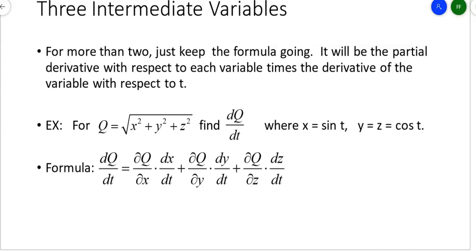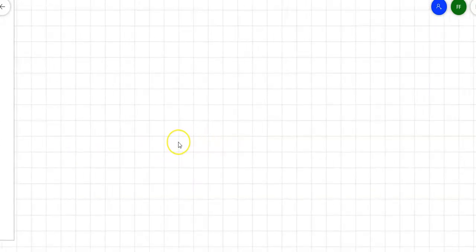So I've got this function here, and I'd like to work through the whole chain rule to see what I get. So q is the square root of x squared plus y squared plus z squared. I want to find the derivative of that, where x is the sine of t, and y and z are the cosine of t. All right, let's see what happens. I'm clearly going to have to come over to the side and get some work done over here. We started with q equals the square root of x squared plus y squared plus z squared.